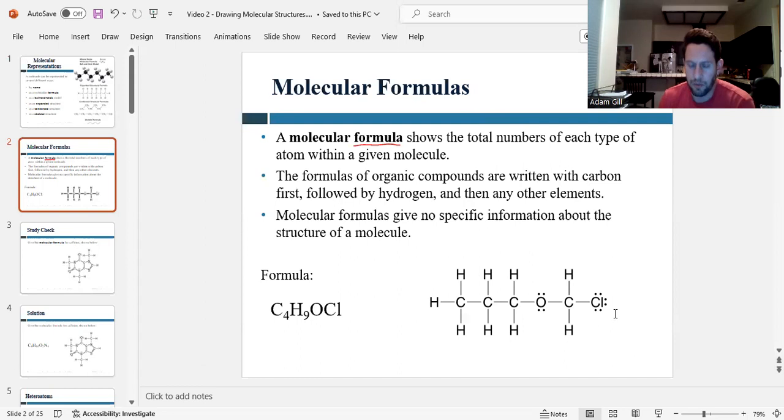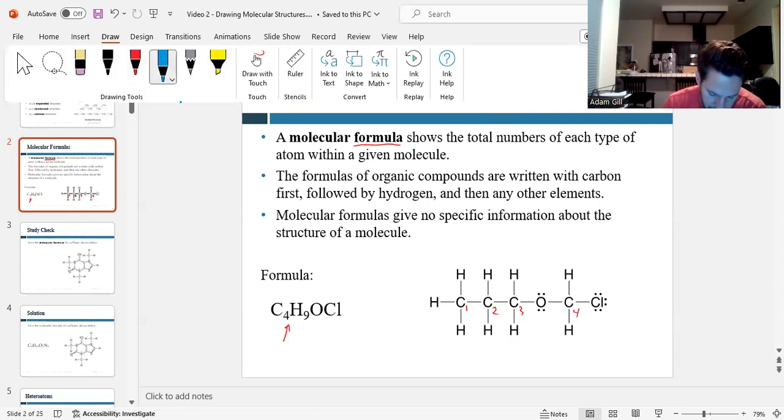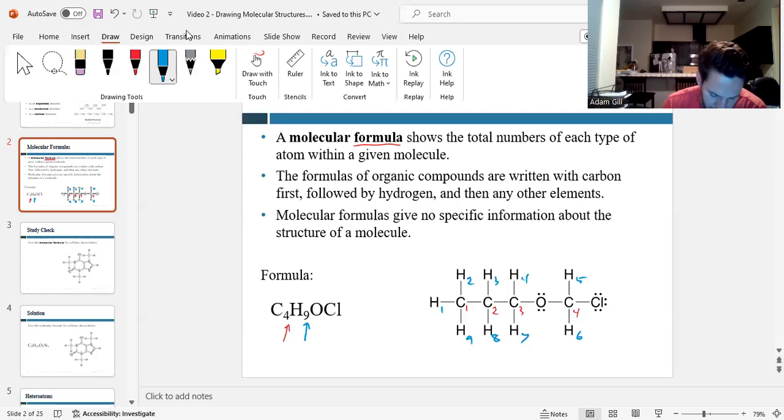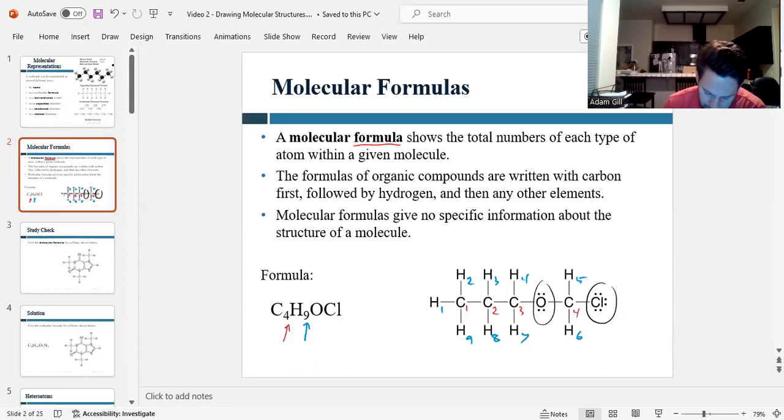So let's take a look at this molecule here. If we're looking at the carbons, we'd see that there's 1 carbon, 2 carbons, 3 carbons, 4 carbons. So that's where we get the C4 from. And then if we're looking at hydrogens, you see that there's 1, 2, 3, 4, 5, 6, 7, 8, 9 hydrogens. So that's where you get the 9 from. And then you also see that there's an oxygen right here and a chlorine. And so that's where the oxygen and the chlorine come in. So carbon first, then hydrogen, then everything else.